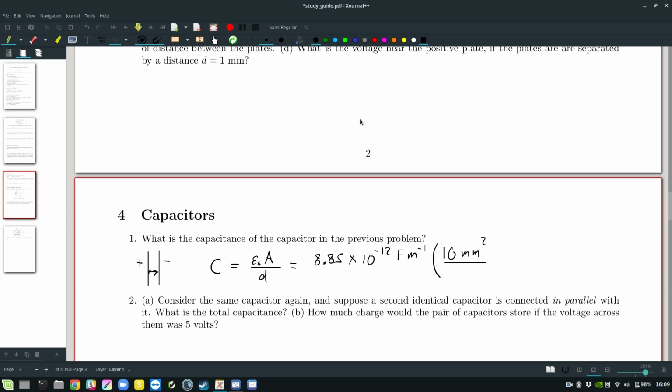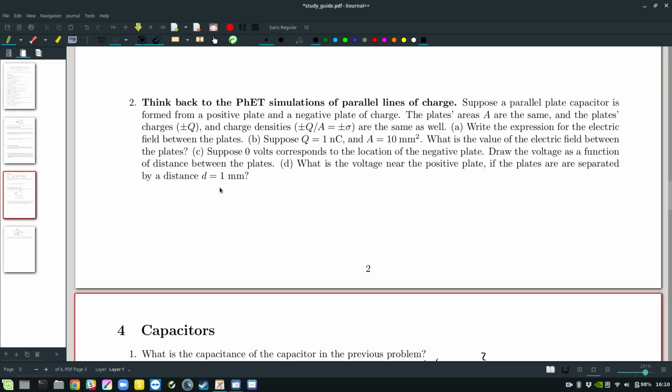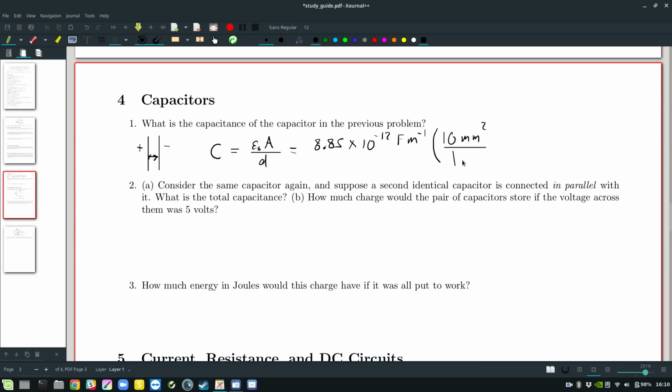And then the distance, I believe, was 1 millimeter. Right, the D is 1 millimeter. And so we get that the millimeter factor cancels. Millimeter squared divided by a millimeter is just a millimeter. And so we're multiplying by 10, so that becomes 8.85 times 10 to the negative 12 times 10, which is 10 to the negative 11 farads, and then we have a millimeter in the numerator and a meter in the denominator. So we have a farad times a millimeter divided by a meter.